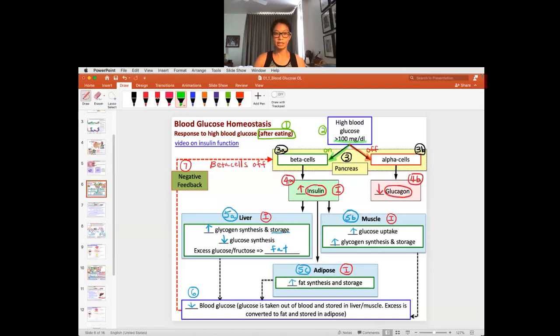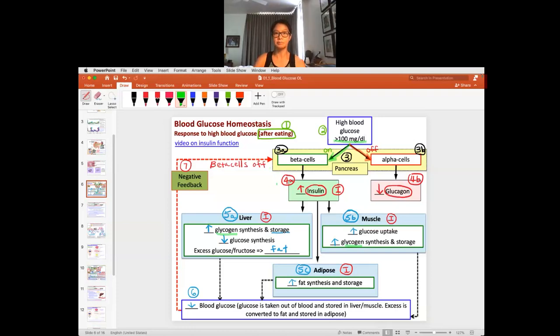Okay, so those are the three places you're going to store glucose with insulin around. So in the liver, you're going to store it in the form of glycogen. That is the storage form of glucose. And then in the muscle, same thing. You're going to take up the glucose, and then you're going to store it as glycogen as well. So imagine the meal coming in, and you ate this meal. So now with insulin around, you're going to put it away.